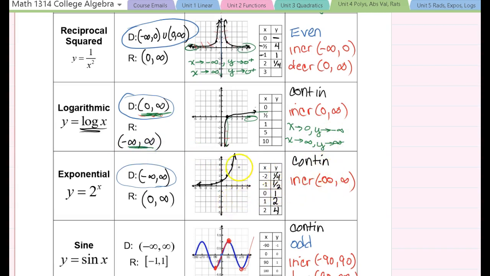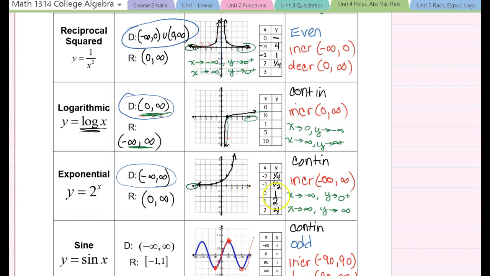If we look at our exponential here, as x goes to negative infinity, we see that our y values are getting closer to 0, and again we can say from above. And as x goes to positive infinity, we see our y values increasing forever, so we see that going up that way.